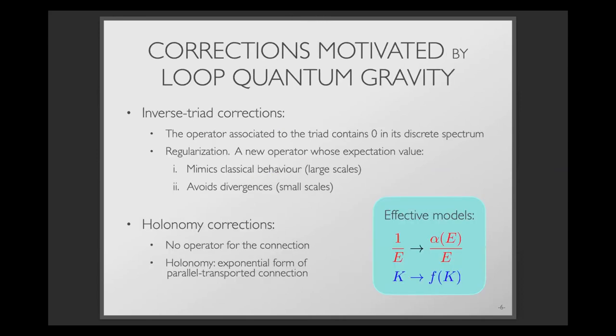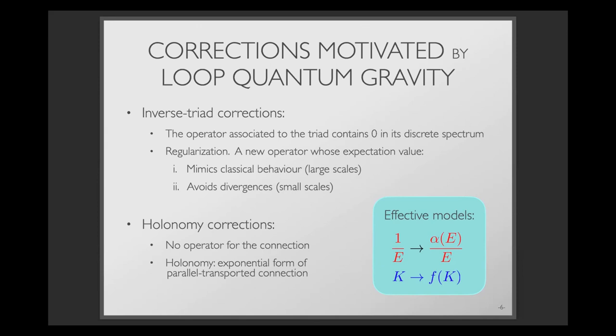Now, concerning the modifications inspired by loop quantum gravity, we will study these two different types. First, recall that the operator associated to the triad contains zero in its spectrum and it cannot be inverted. However, in the full theory, there is a well-established regularization procedure to obtain an operator whose expectation values mimic the classical behavior at large scales. In addition, it presents deviations from the divergences at the small volumes. In our effective models, we can introduce corrections to account for that regularization.